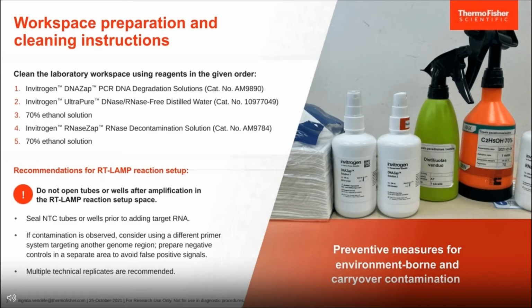So if you're preparing a LAMP reaction to detect a DNA target, we recommend to clean your lab space with Invitrogen DNA ZAP PCR DNA degradation solution to remove any potential contamination amplicons from your surroundings, and then clean your workspace with RNase-free distilled water to remove residual solution, and decontaminate your workspace with a 70% ethanol solution. However, if your target is an RNA sample, then also clean with your Invitrogen RNase ZAP RNase decontamination solution to remove any potential RNases that could degrade your RNA target, and then remove the residual solution with a 70% ethanol solution.